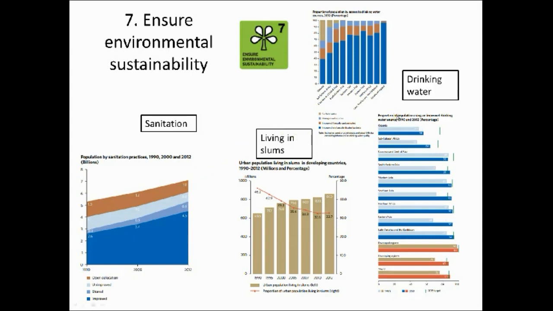The proportion of populations using an improved drinking water source looks good when you look at it in terms of percentages, that the targets appear to have been achieved, but we are still looking at a large number of people who are, so look at this brown part of the bar, people who are having to cope with improved but fecally contaminated water sources for their drinking water. And then this last one down here is about the proportion of people living in slums.